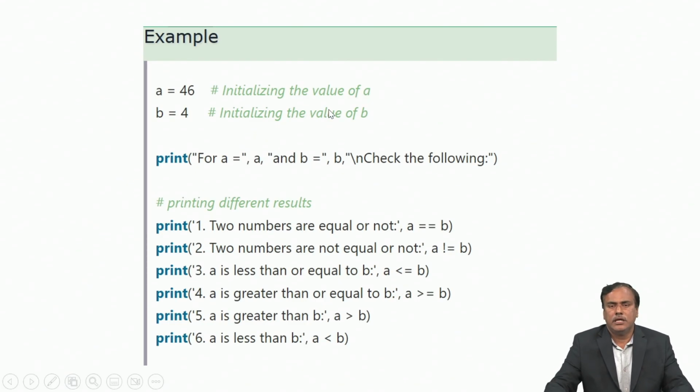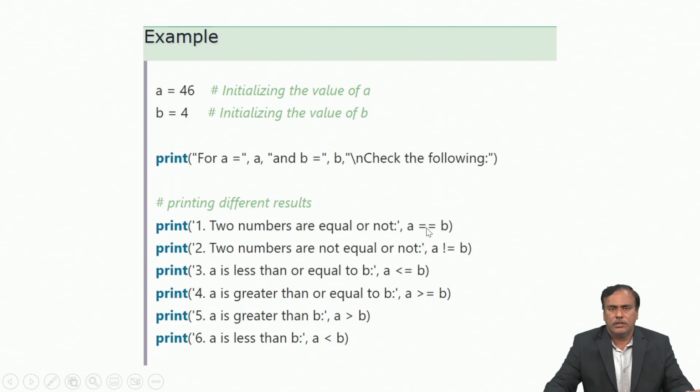The relational operators produce a Boolean value as the output. So here is an example demonstrating the comparison or relational operators. Here I have taken two variables with some values, 46 and 4, and here I am making use of the relational operators: equal, not equal, less than or equal. So accordingly you are going to get the result based on satisfaction of that condition.